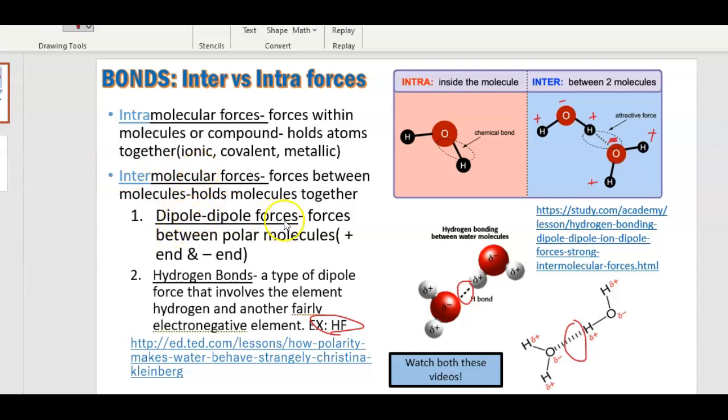So 3 types of intermolecular forces. Dipole-dipole forces, again, it is an attraction between 2 polar molecules. Hydrogen doesn't have to be involved. This could be fluorine.